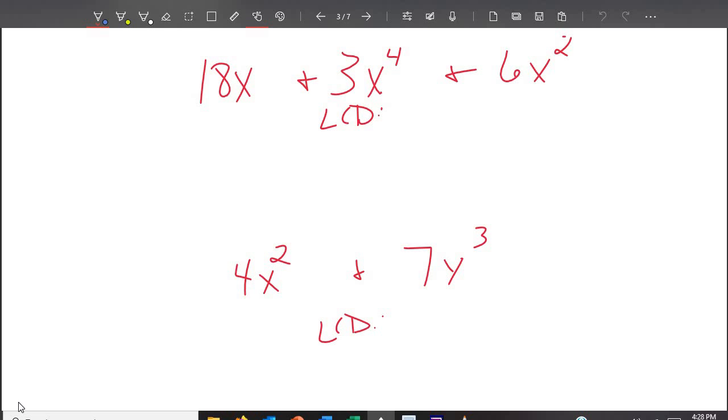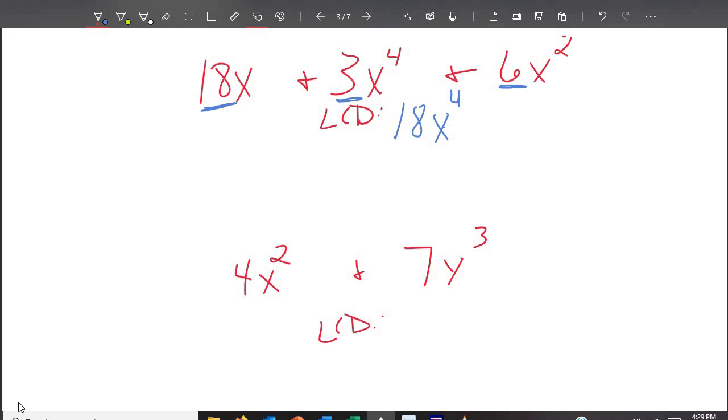Look at these three. We've got an 18, a 3, and a 6. I want to find something that they can all divide into. Now, I always check the smallest ones to see if they can go into the bigger one. Well, 3 goes into 18, and 6 goes into 18. So that means 18 is the common denominator. Now, I see x's, and the largest exponent is 4. So the common denominator between those three monomials is 18x to the 4th.